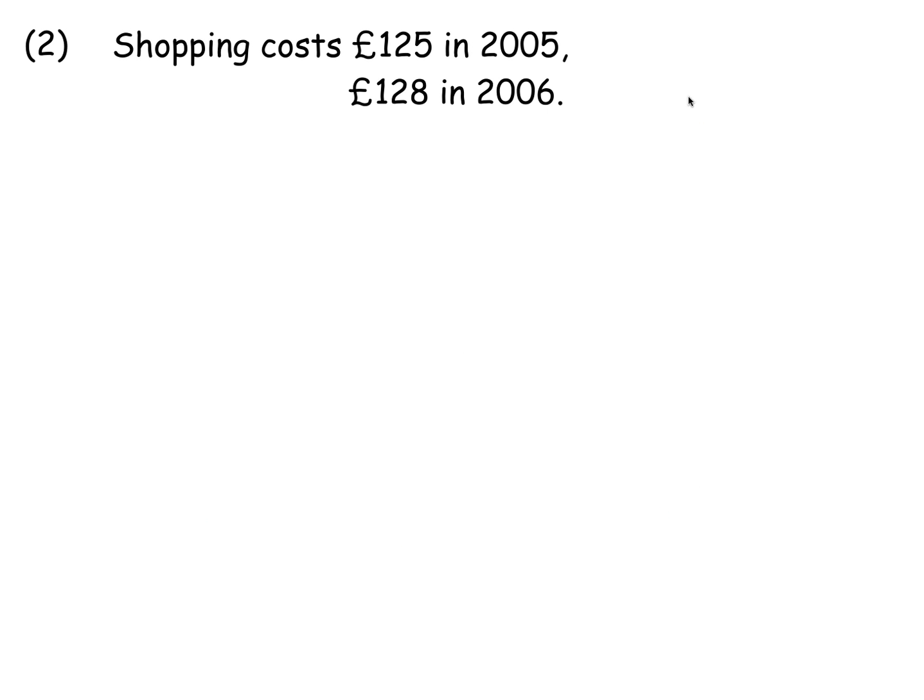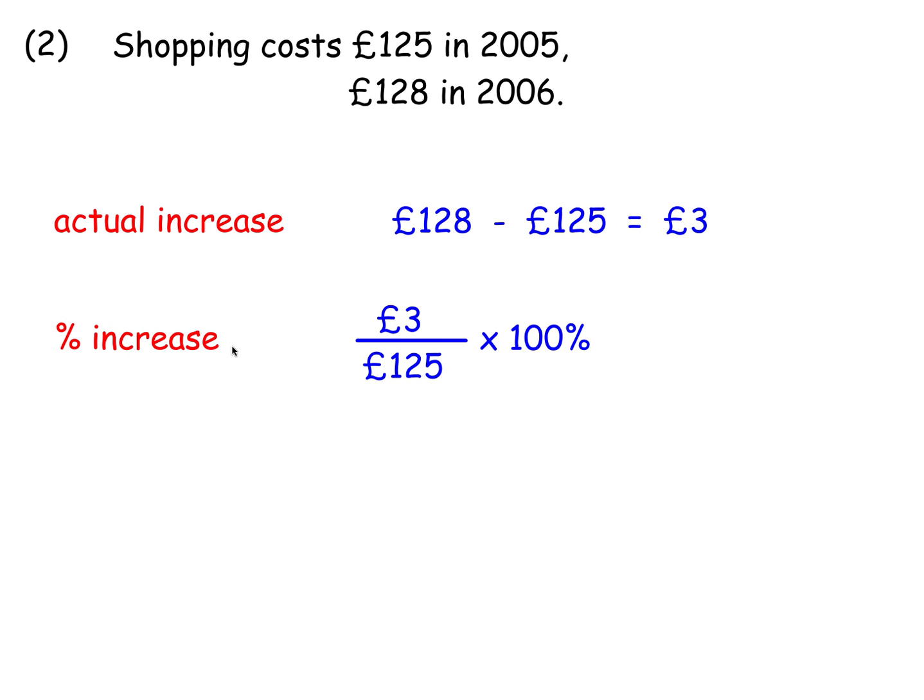So here's a second example. Shopping in 2005 cost £125. In 2006, the same stuff cost £128. It changed by £3. Happened to go £3 up. It started out at 125. So you put the £3 change, in this case a £3 increase, over the start figure of 125. On the calculator, 3 divided by 125, multiplied by 100.